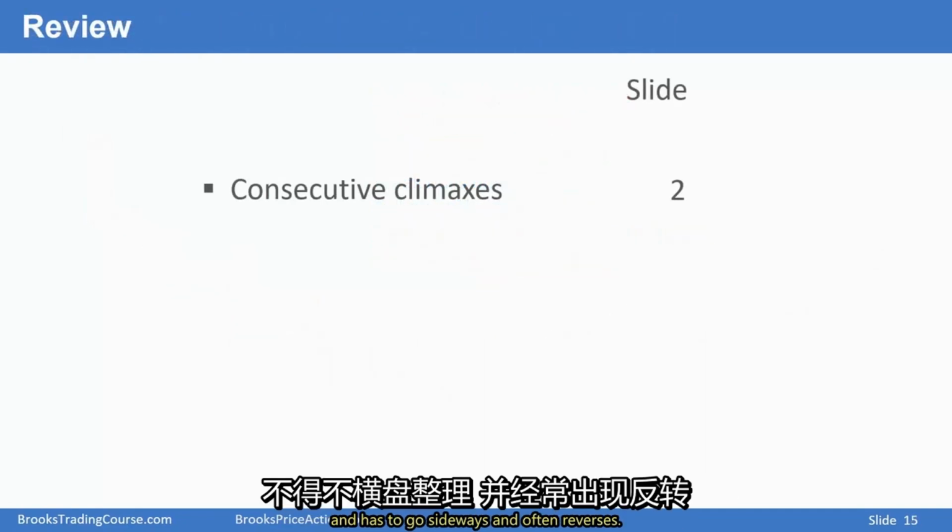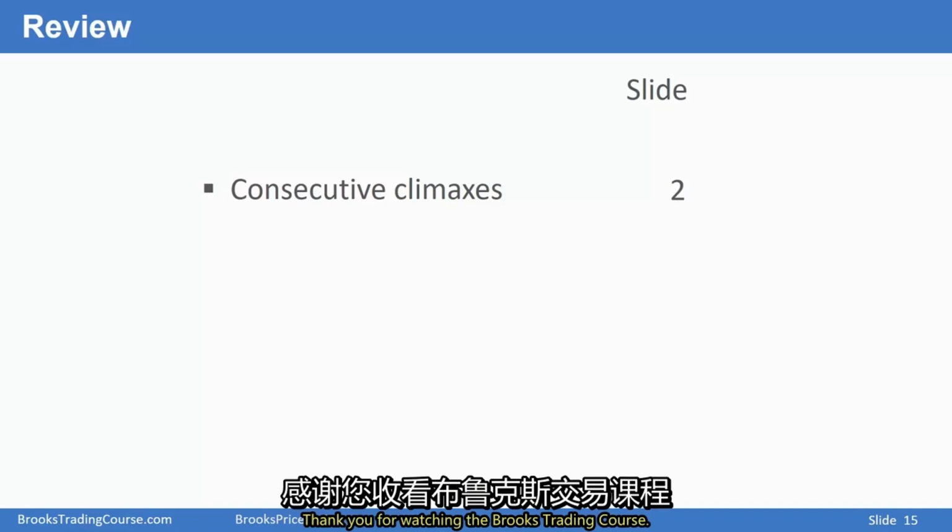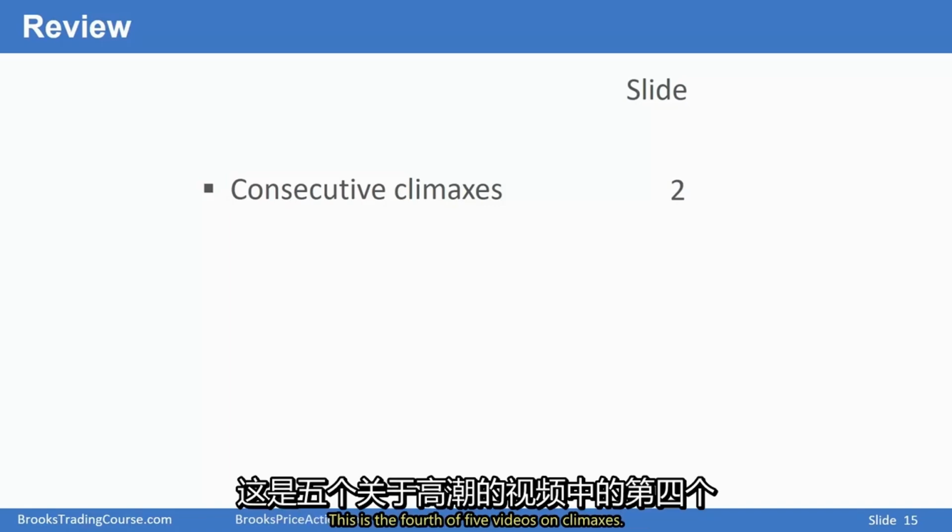I talked about consecutive climaxes. Every trend bar is a breakout and a climax. If you get a series of them, the market usually gets exhausted and has to go sideways and often reverses.